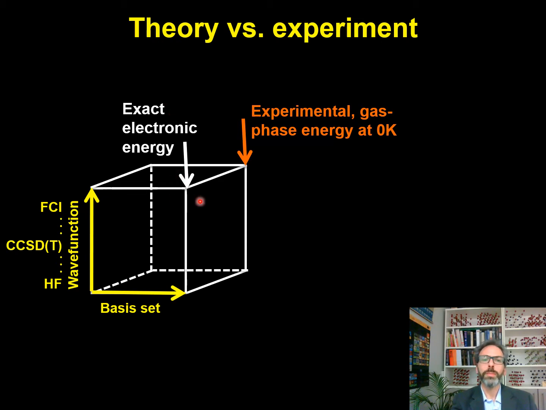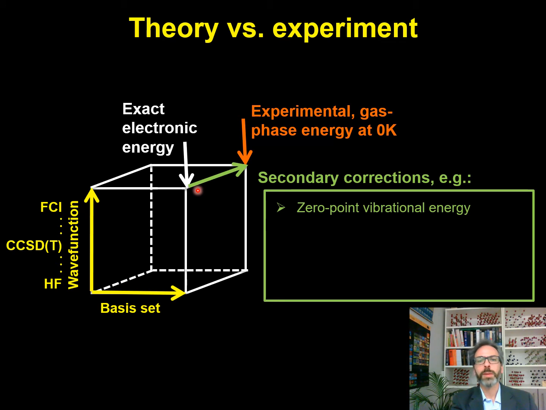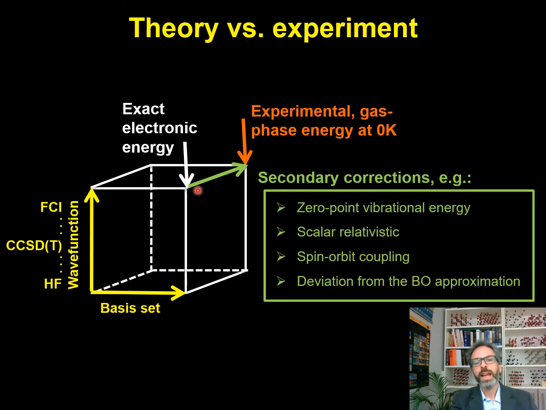Now, in order to compare this energy with experiment, we have to consider secondary energetic contributions, so things like the zero-point vibrational energy, relativistic corrections, and deviations from the Born-Oppenheimer approximation. If we calculate all secondary corrections with a high degree of accuracy, then we obtain a highly accurate theoretical energy that we can directly compare with experiment.